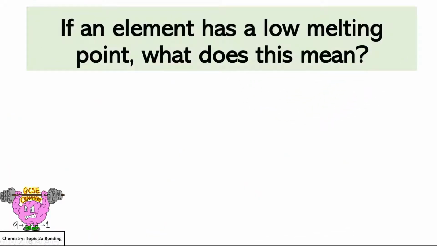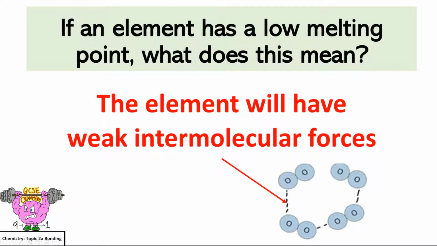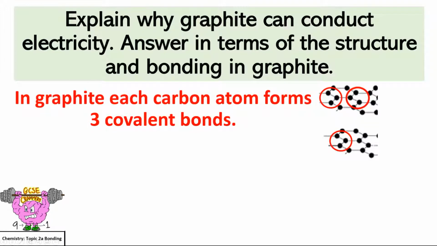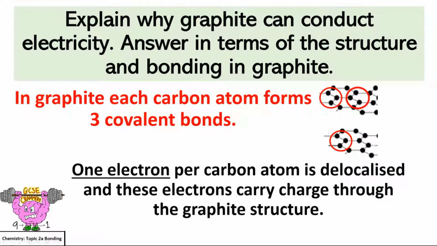If an element has a low melting point, what does this mean? The element will have weak intermolecular forces. Explain why graphite can conduct electricity. Answer in terms of the structure and bonding in graphite. In graphite, each carbon atom forms 3 covalent bonds. 1 electron per carbon atom is delocalized, and these electrons carry charge through the graphite structure.